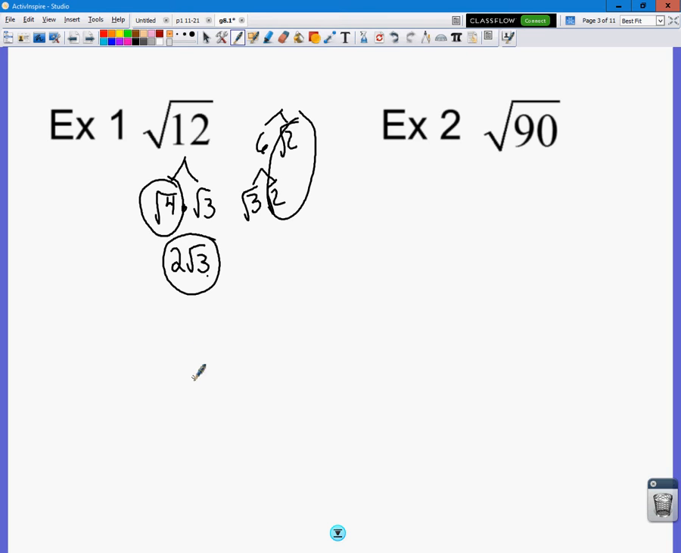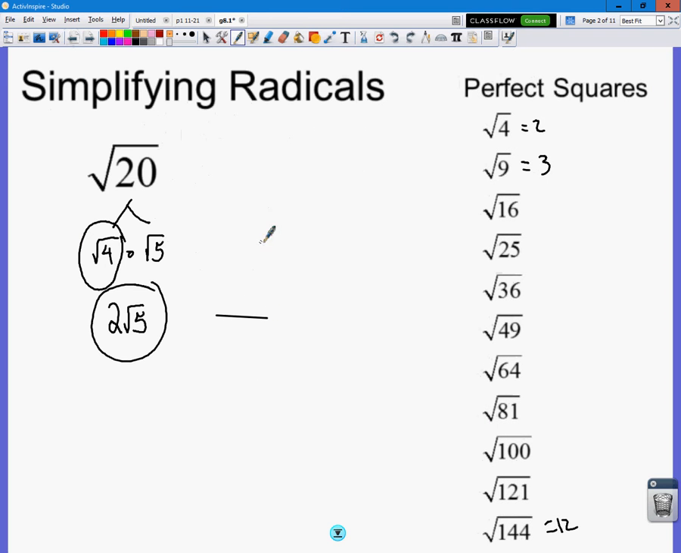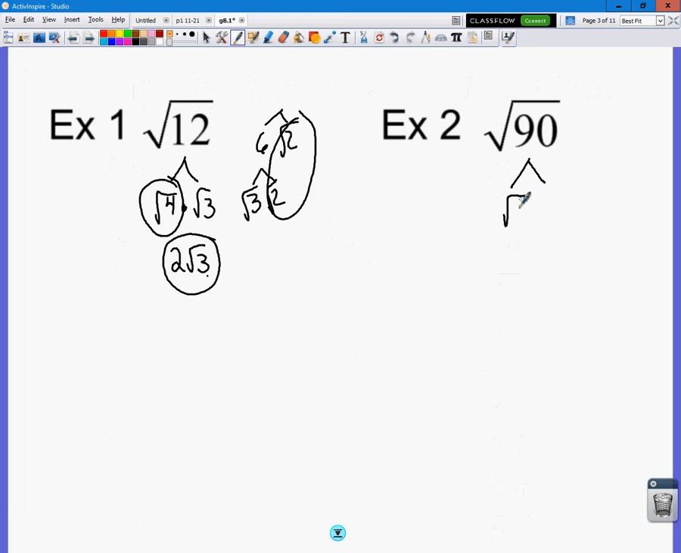It's easier. Now this one is going to be: what will go into 90? Let's look at our list. If I'm looking at the square root of 90, I want to look at the perfect squares. And 9 will go into it, right? It'll go into it 10 times. But what is the square root of 9? So this would be 3 square roots of 10.